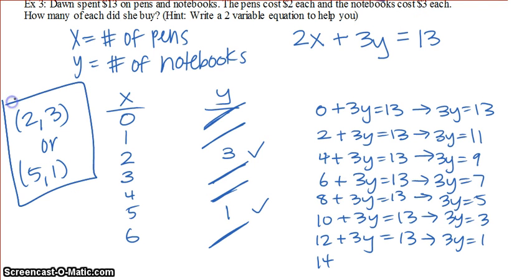And I can keep them as an ordered pair because I already labeled. I already know which one goes with which. 2 goes with number of pens, and 3 goes with number of notebooks, or 5 goes with number of pens, or 1 goes with number of notebooks. And there you have it.